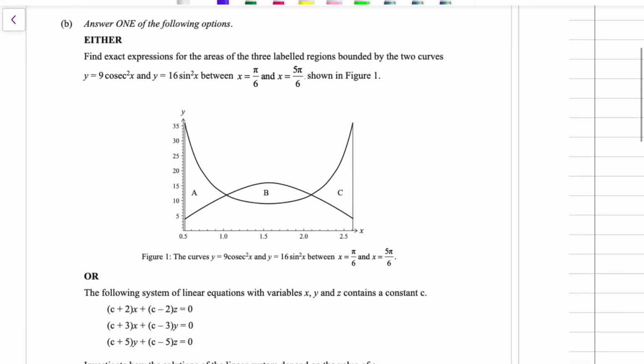And then the option, a system of linear equations, looks fairly trivial, but it requires quite a good understanding of the algebra and how the coefficients of systems of equations affect the types of solutions that you get. So yeah, quite a tricky part. Probably the integral is an easier option to take.